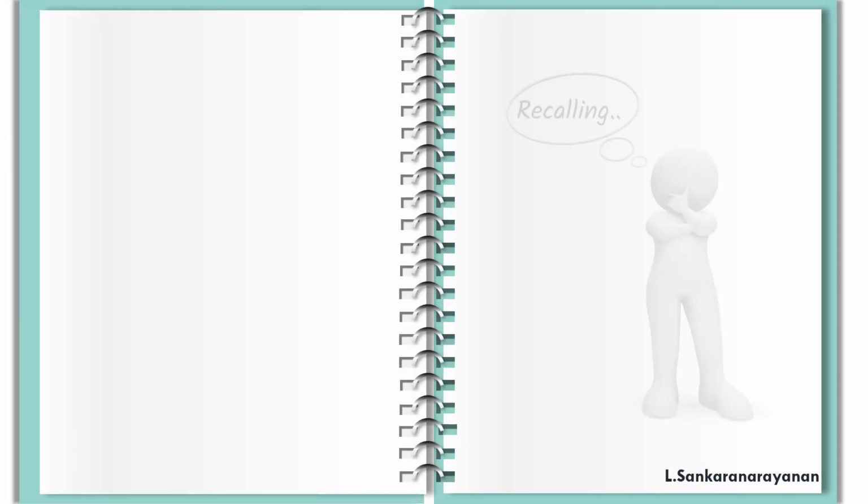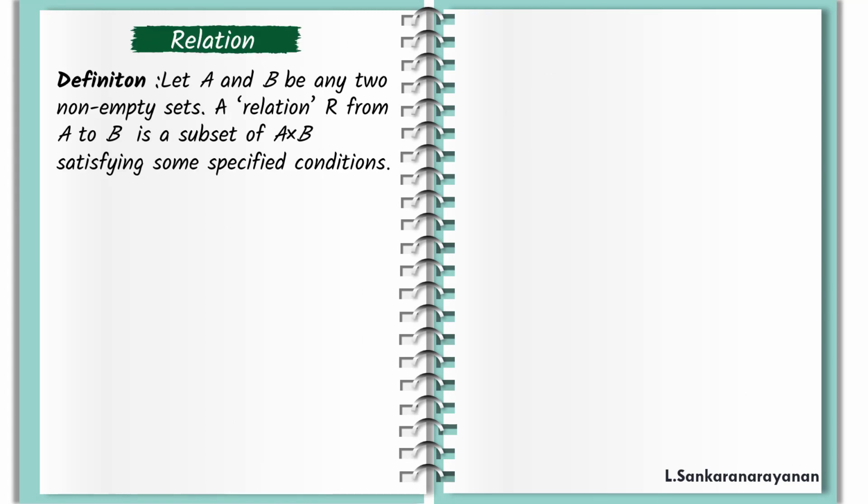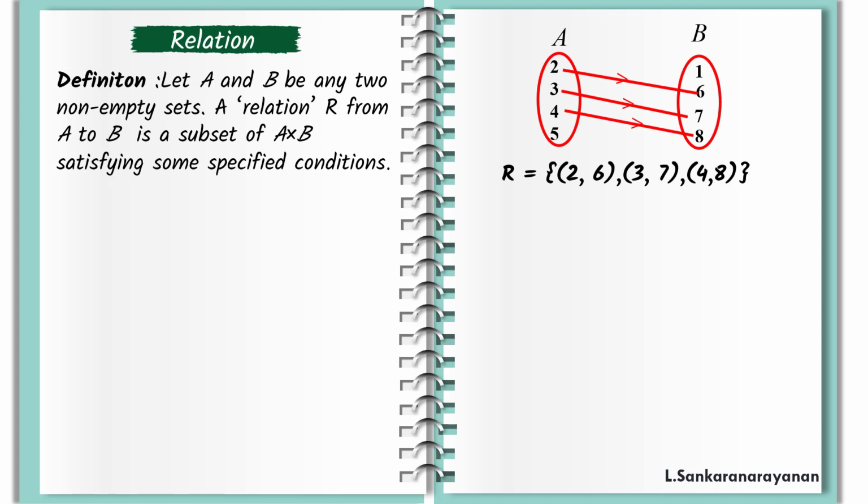Now let us recall the concept of relation. Definition: let A and B be any two non-empty sets. A relation R from A to B is a subset of A cross B satisfying some specified conditions. We can understand this using the diagram. Here the relation R is {(2, 6), (3, 7), (4, 8)}.